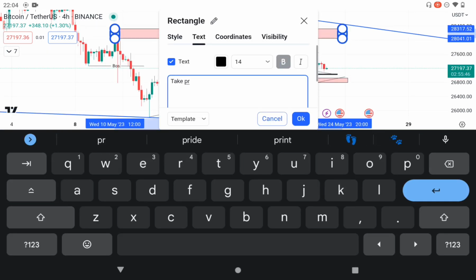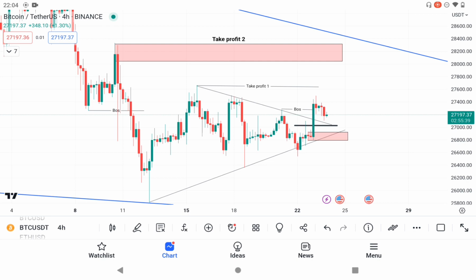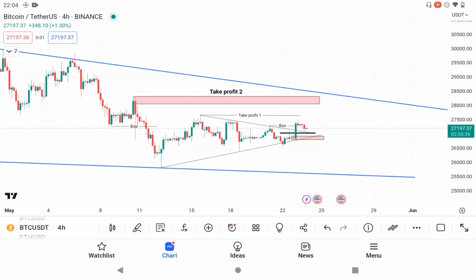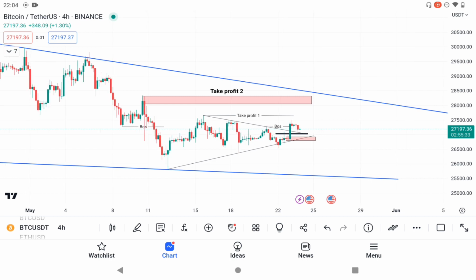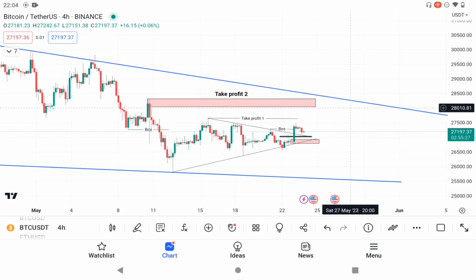And we can come here and say take profit 2. Come there and say take profit 2, and then we can come there and say take profit 2. We should be around 28,200 around this axis, and then we could come right here again.